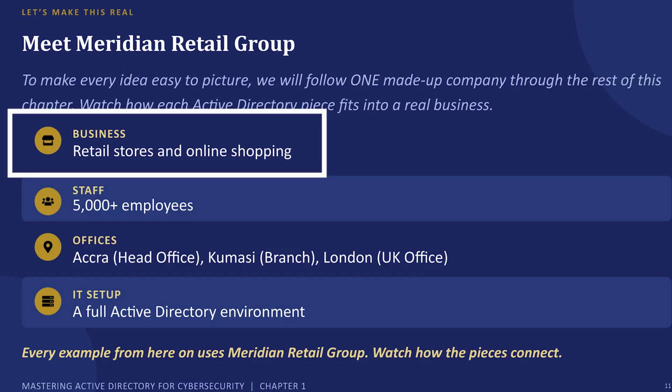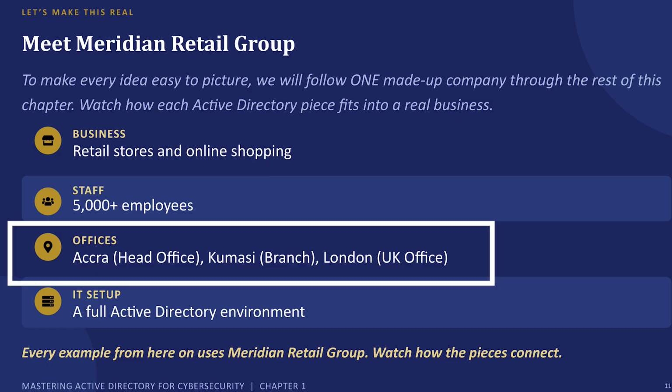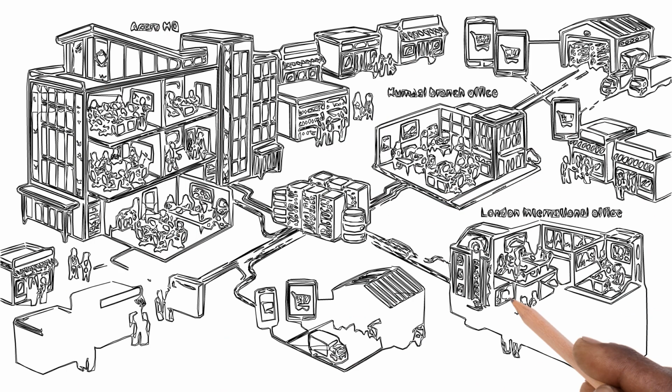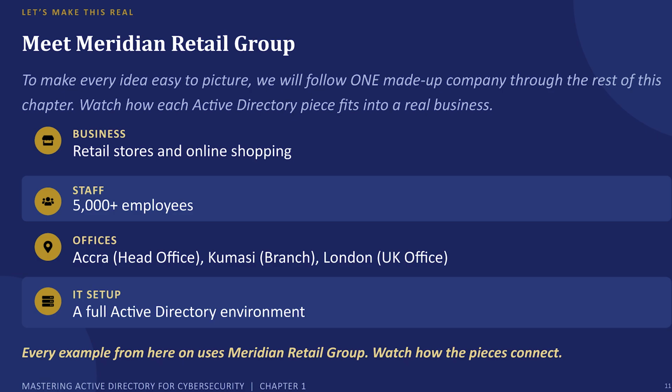Meridian operates retail stores and online shopping. It has 5,000 plus employees. Its offices are Accra, which has the head office, Kumasi, which has a branch, and London, the UK office. And it has a full Active Directory environment. Now, this is useful because instead of learning Active Directory as abstract diagrams, we can imagine what these components will look like inside an actual organization. So from this slide onwards, when you hear Meridian, you should think a large company, thousands of employees, multiple offices, many computers, and a real Active Directory environment.